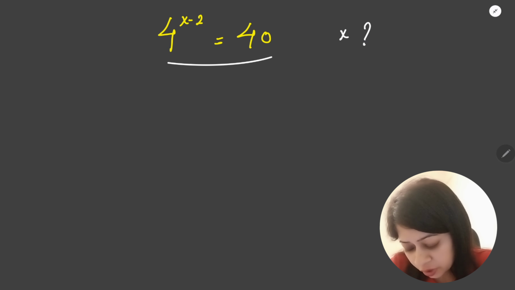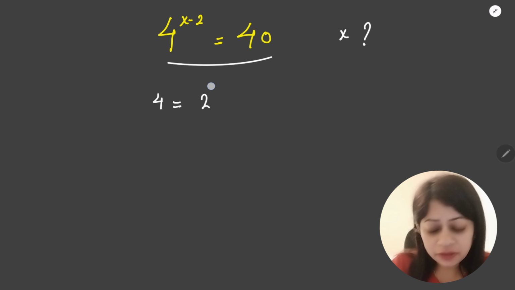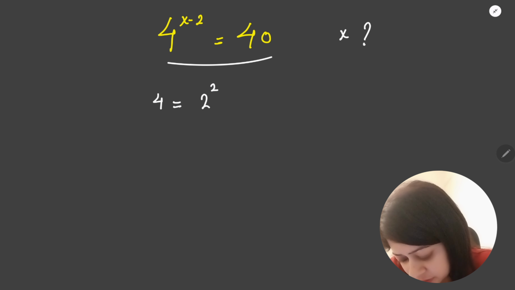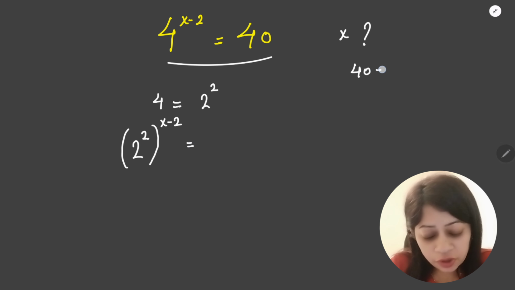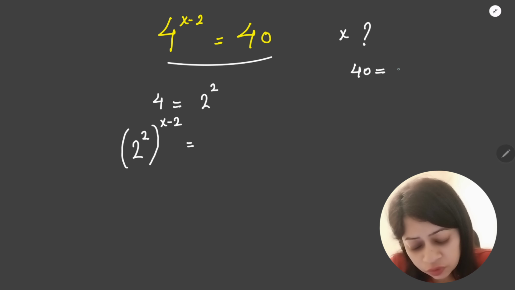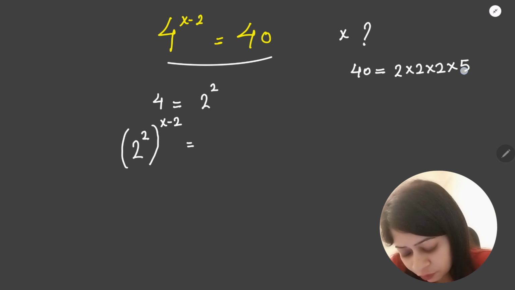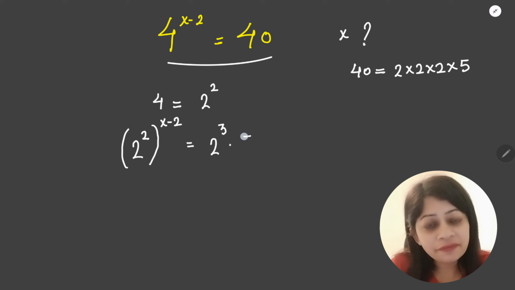So here you know what is 4? 4 is actually 2 square, right? So I will write it as 2 raised to power 2, raised to power x minus 2, is equal to 40. What is 40? If I prime factorize 40, 40 is 2 times 2 times 2 times 5. So I can write 40 as 2 cube times 5, right?